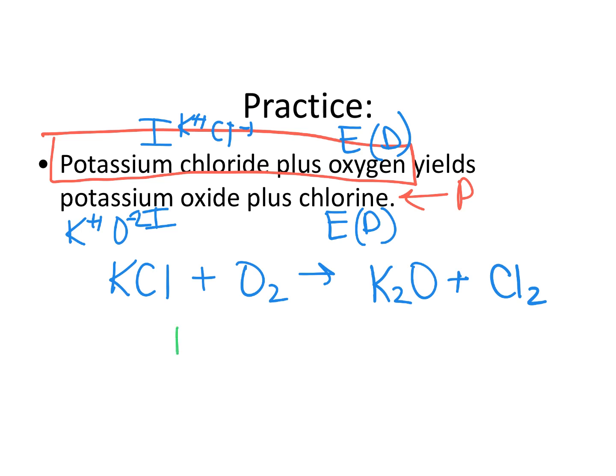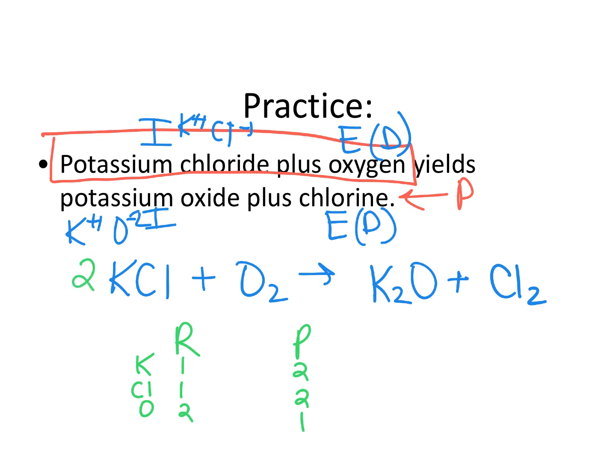Now I can make my chart. I've got my reactants and products. I've got K, Cl, and O. On my reactants, I have 1, 1, and 2. My product side, I have 2, 2, and 1. I'm going to go ahead and balance out the reaction.